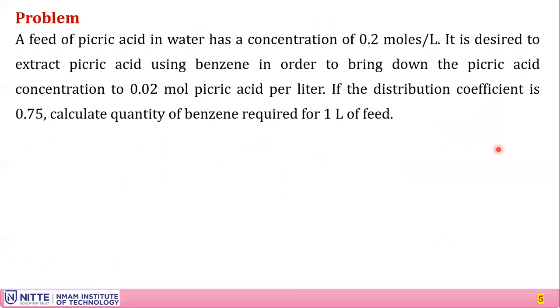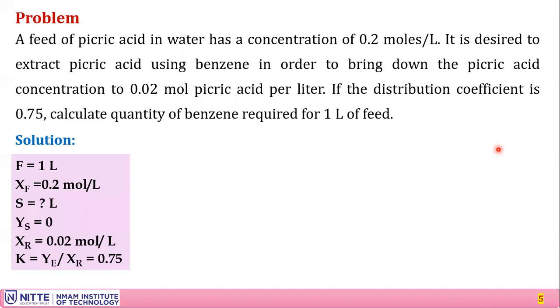Alright, in this problem you have a picric acid solution. The concentration is given and you need to extract it using benzene, and bring the raffinate concentration down from 0.2 moles per liter to 0.02 moles per liter, that is, feed and raffinate concentration. Distribution coefficient K is given as 0.75. You need to find out the quantity of benzene required for 1 liter of the feed. So feed quantity is given, it's 1 liter. So XF is equal to 0.2 mole per liter.